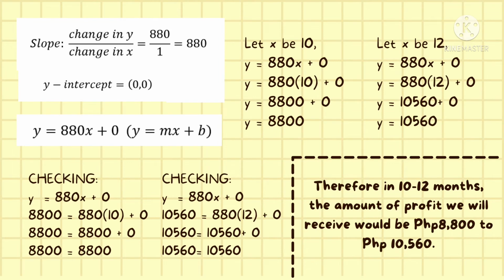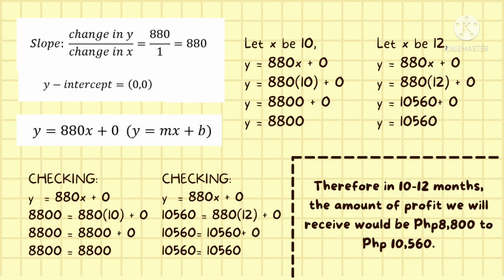But in order to find the equation, we must first find the slope and the y-intercept. In order to find the slope, we must divide the change in y by the change in x, in which the change in y is 880 and the change in x is 1. We divide 880 by 1, which will give us an answer of 880. To find the y-intercept, we just get one of the pairs from the table from the slide before, in which the y-intercept is equal to 0.